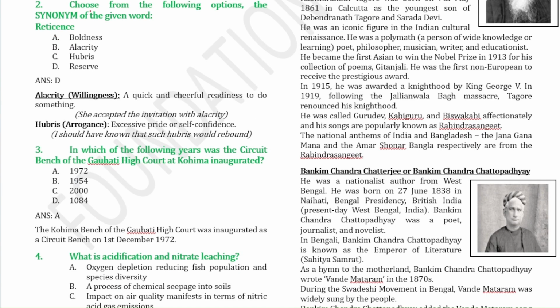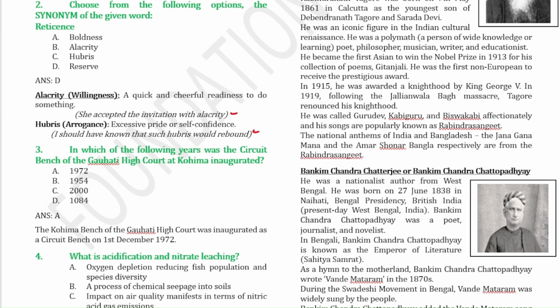Question number 2, choose from the following options the synonym of the given word. The given word is reticence, and the synonym for reticence is reserve. Alacrity means quick and cheerful readiness to do something, and the synonym for alacrity is willingness. Hubris means excessive pride or self-confidence, and the synonym for hubris will be arrogance.